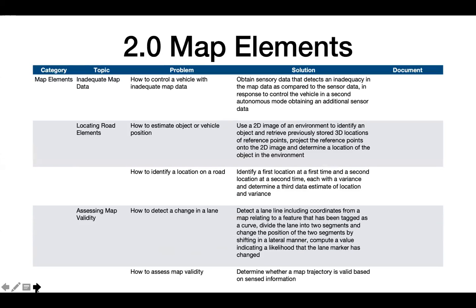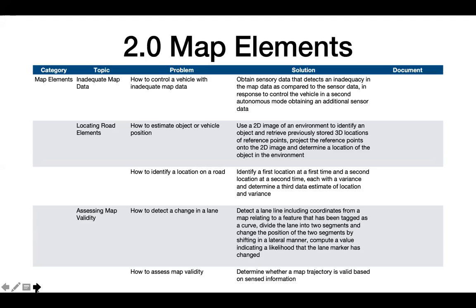Here's our second group of map element patents. What happens if I have inadequate map data? I need to obtain more sensory data that detects an inadequacy in the map data as compared to sensor data. And in response to that, control the vehicle in a second autonomous mode that might be more sensor-based as opposed to more map-based. How do I locate road elements? I estimate an object or vehicle position using a 2D image of the environment to identify the object, and then I use a previously stored 3D location of reference points to determine the actual location of the object.